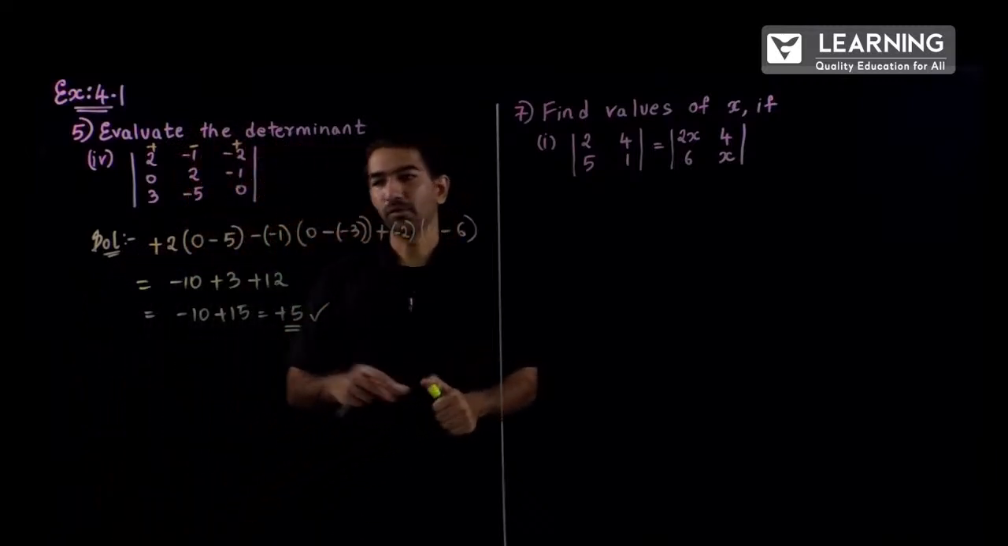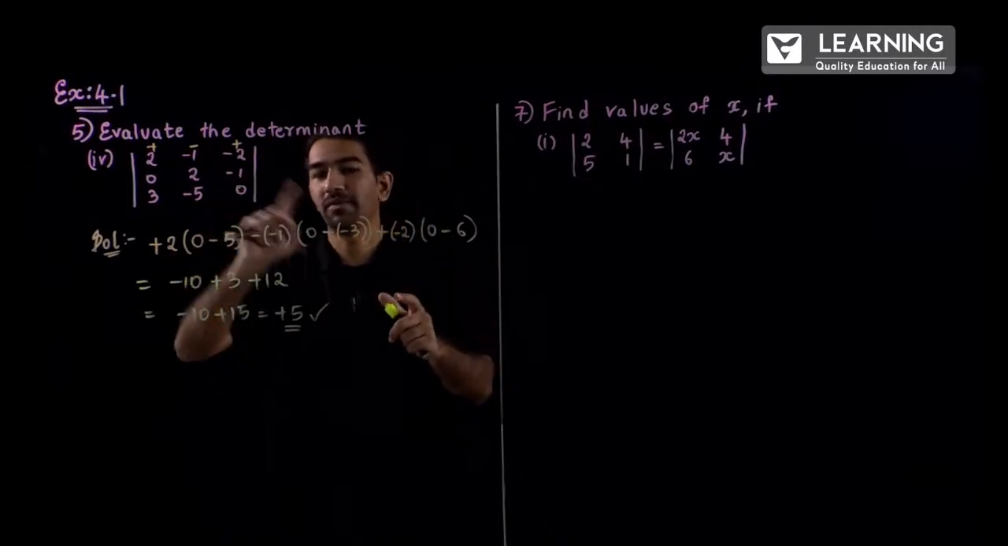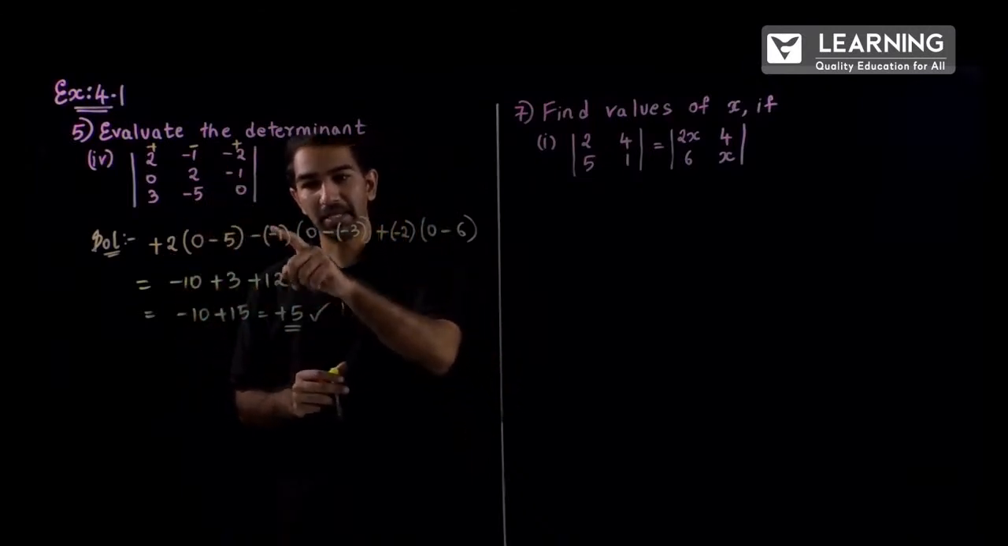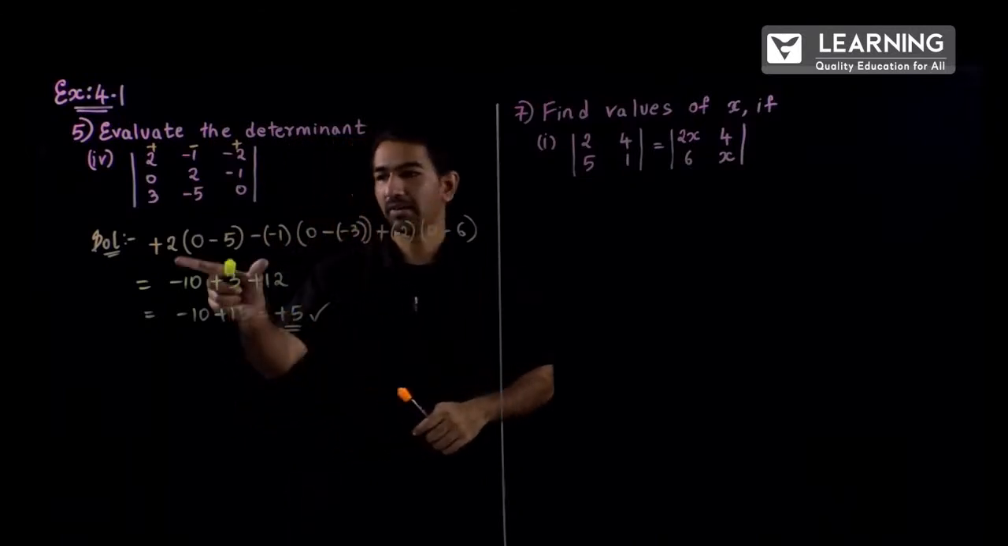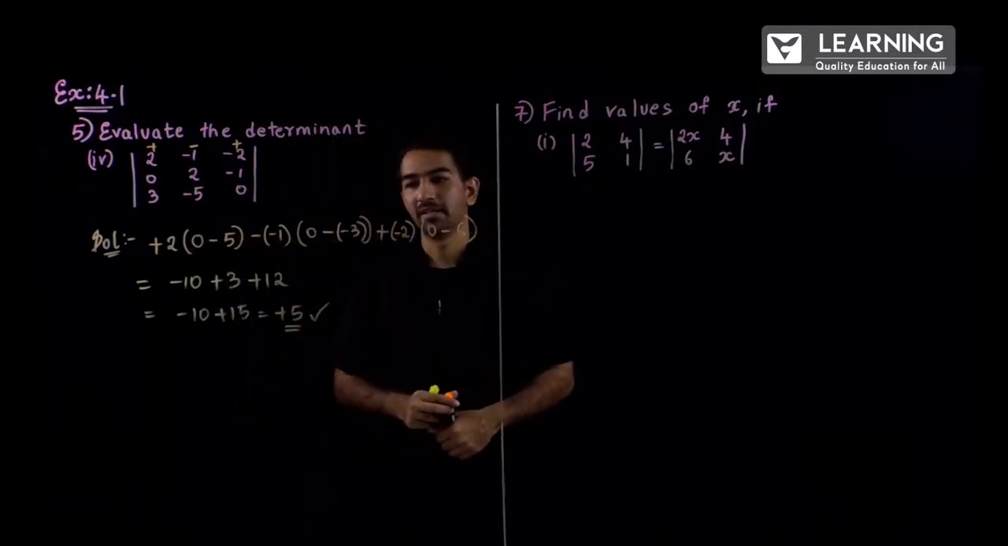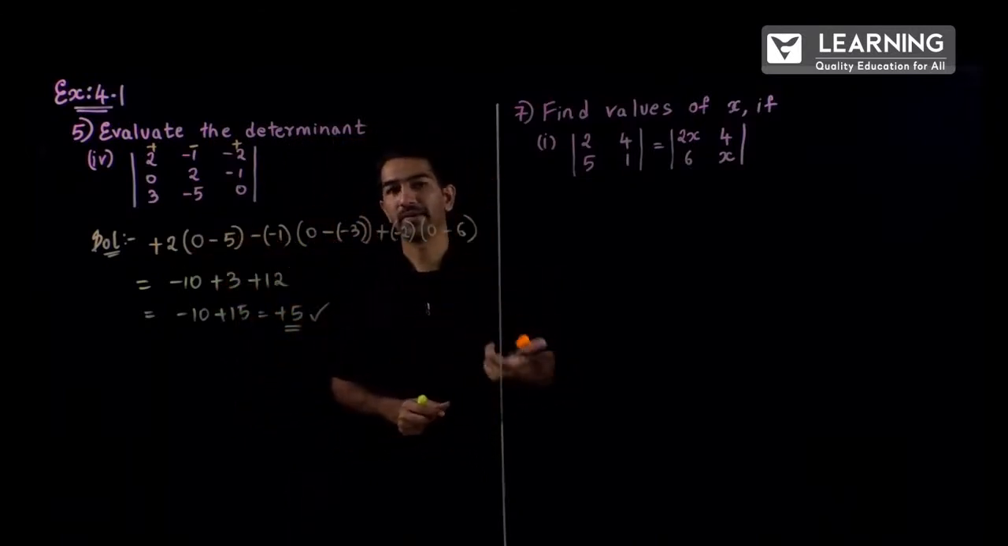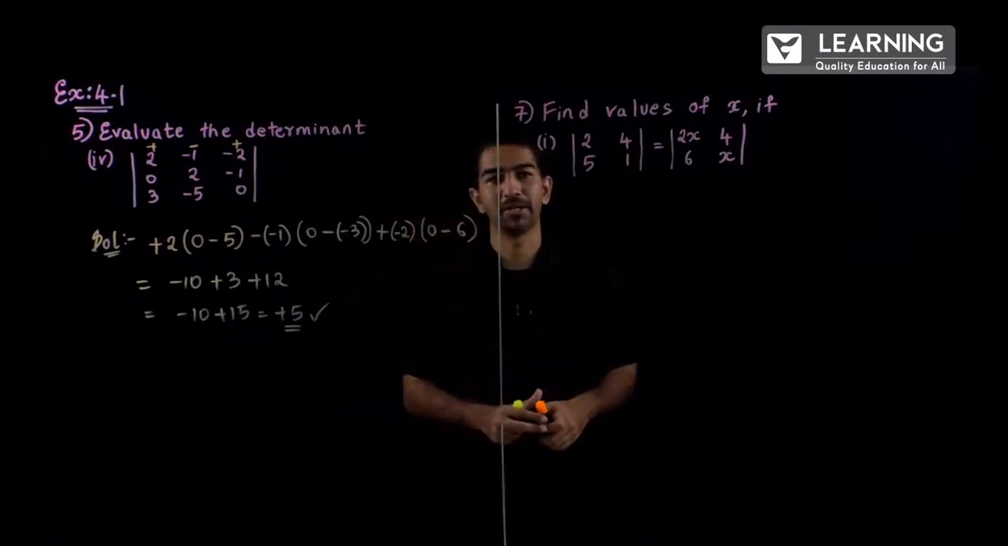So you have to be very careful in this step. Consider all the cofactors, multiplication of those signs. You have to be careful. One small mistake you commit here, the entire solution will be wrong and you will be awarded 0 marks. So just be careful there, alright.